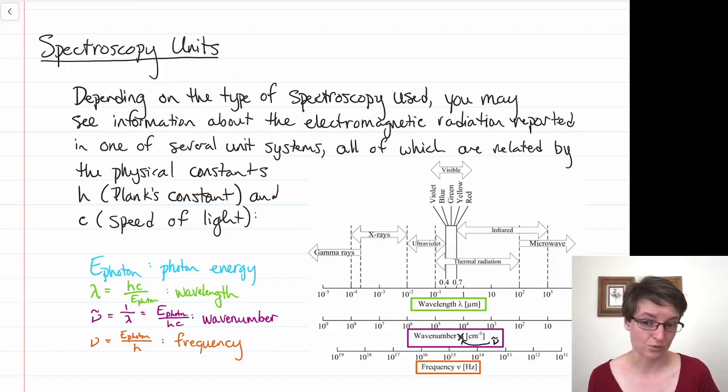We can convert that to wavelength if we take Planck's constant times the speed of light divided by the energy of the photon. Or, as you're going to learn as new today, if we want to translate the energy of our photon into units of wave numbers, then a wave number is 1 divided by the wavelength. In other words, we can take the energy of our photon, divide it by Planck's constant and the speed of light, and that'll give us our wave number.